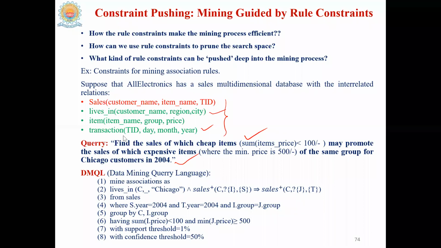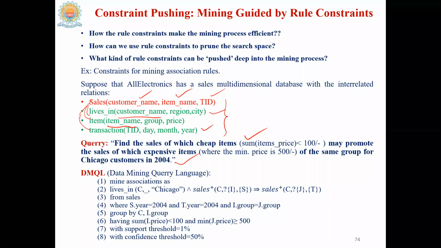Here, in the transaction table, PID is the primary key, based on which you can search that table. Similarly, in the item table, item name is the primary key, and in the lives in table, customer name is the primary key. Since the sales table has customer name from lives in, item name from the item table, and PID from the transaction table, the sales table is linked to all three tables. So we can call the sales table the parent table and the other three the child tables.